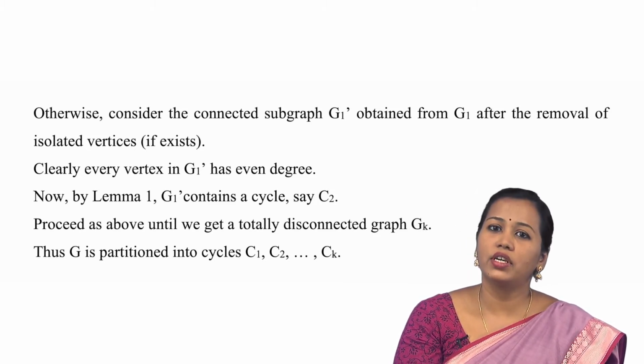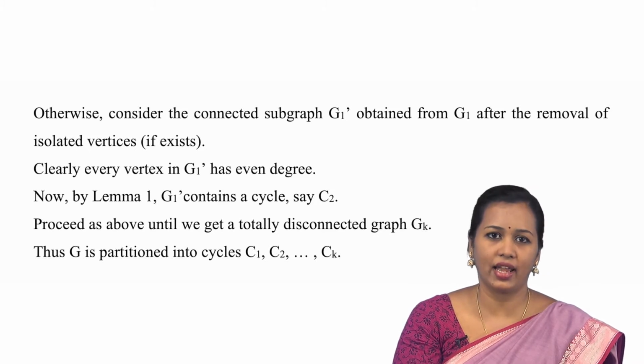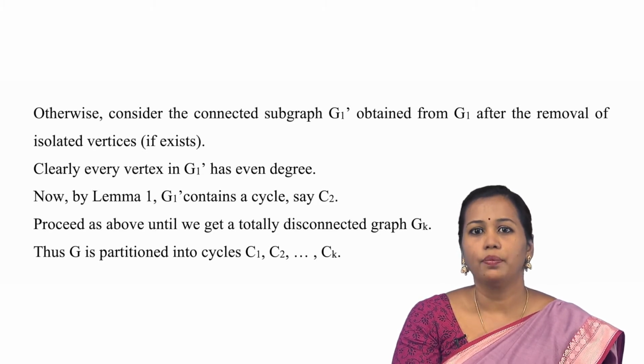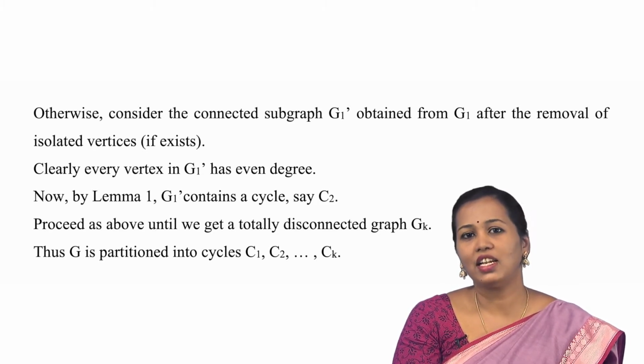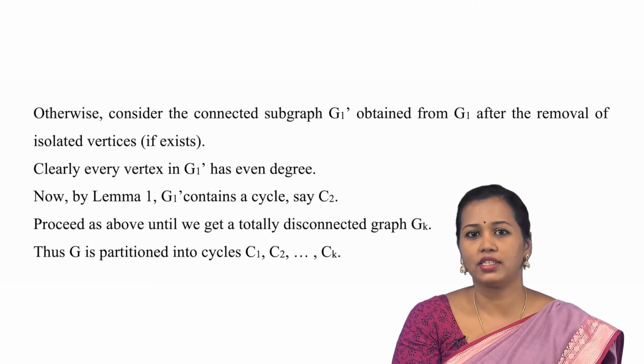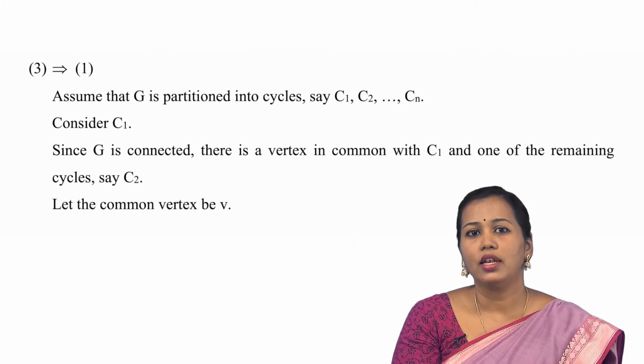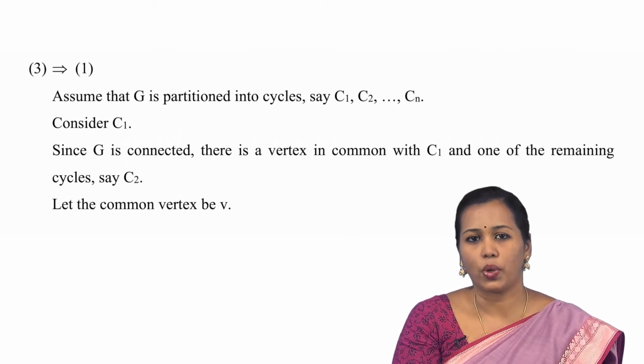Clearly, every vertex in G1 dash has an even degree. Now, by lemma 1, G1 dash contains a cycle, say C2. Proceed as above until we get a totally disconnected graph, namely Gk. Thus, G is partitioned into cycles C1, C2 and so on up to Ck. Next, we shall prove that 3 implies 1.